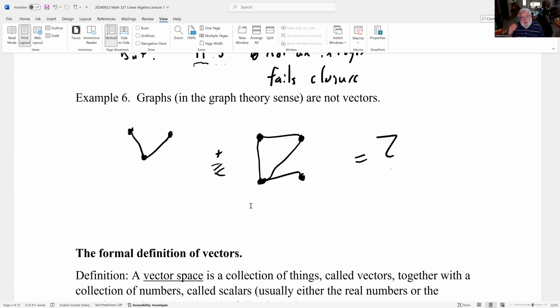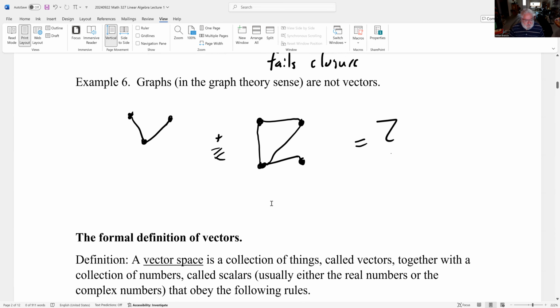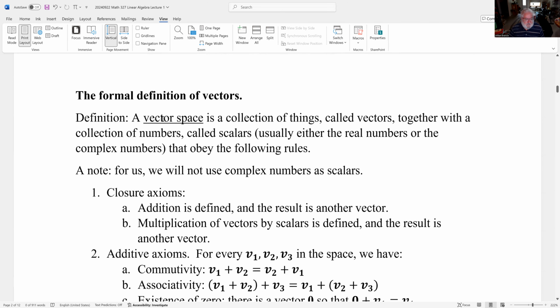So our basic examples of vectors are functions and column vectors, and we can multiply them by real numbers. Now a formal definition of vectors; this is the definition of a vector space. We're not going to do a whole lot with this, but this is the formal definition.